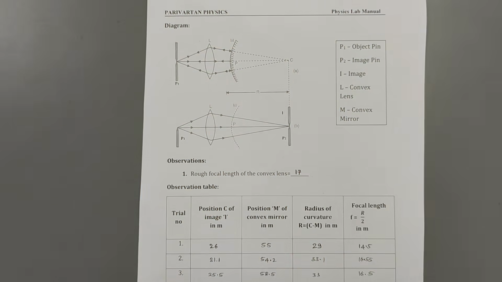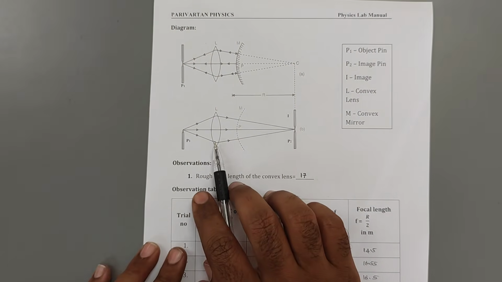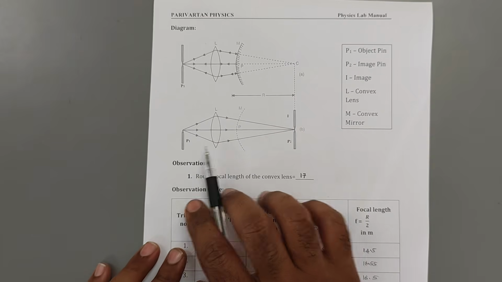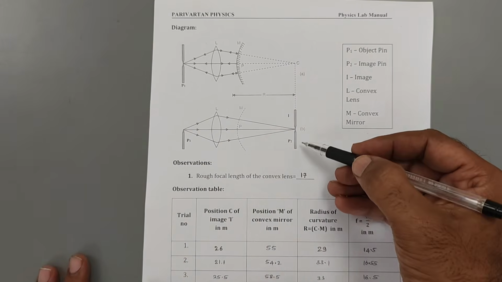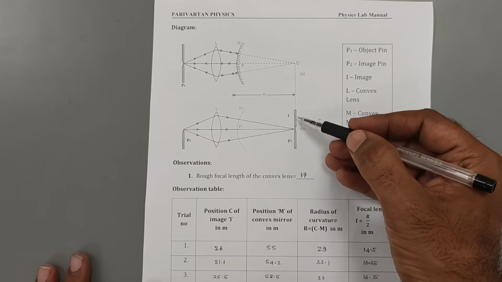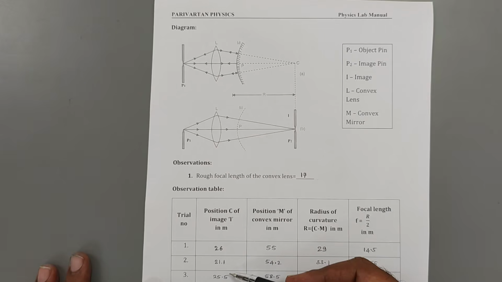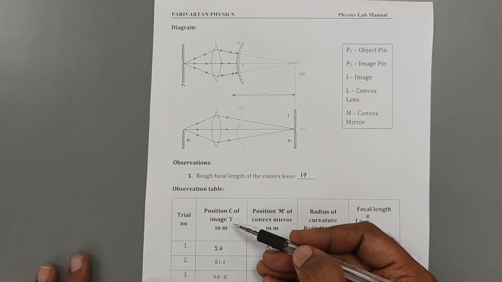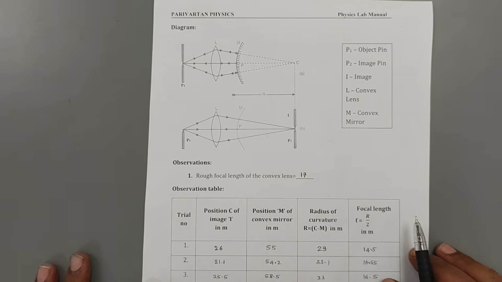Okay, so we have taken the readings now. See what we have done. First, we took only convex lens without convex mirror. This is the object pin. We have removed the parallax and we had noted down the location of the image. So that location of image we have noted down here. Position of image I is nothing but the position of the image which has been formed only by using convex lens without convex mirror.